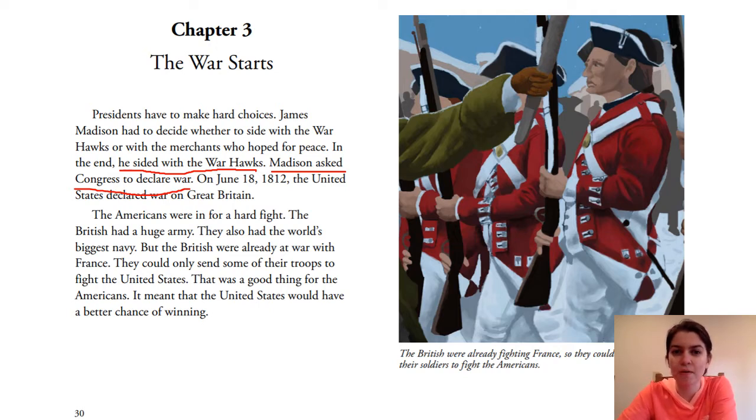While we're reading, think about why did the Americans think they would have a better chance of winning?